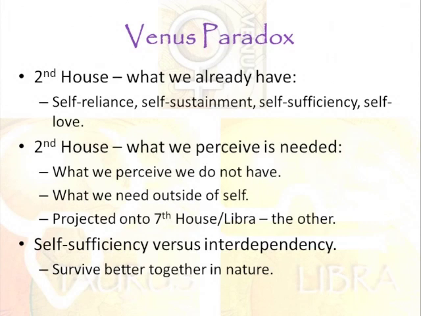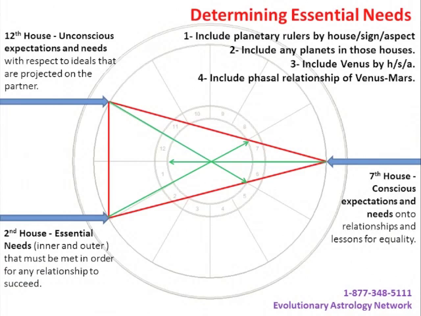Now, as we look at any archetype, we look also at its polarity. So, if we are looking at the second house cusp, and again, its planetary ruler by house sign aspect, and also Venus by house sign aspect, and any planets included in this second house, including intercepted signs. All right, that's all part of that picture. Again, inner and outer needs that must be met in order for any relationship to succeed.